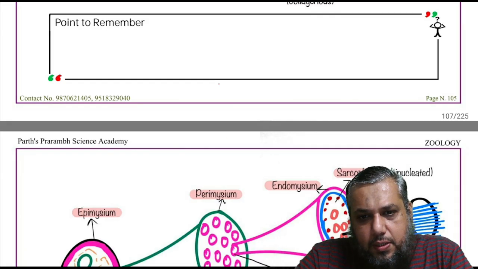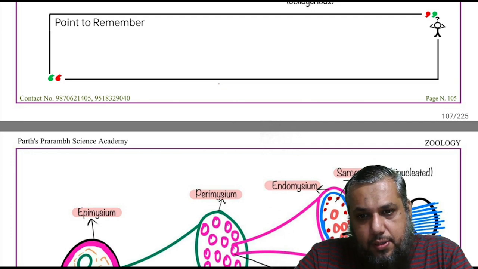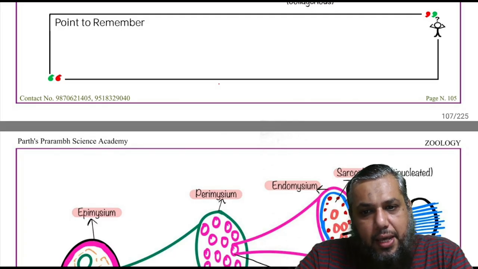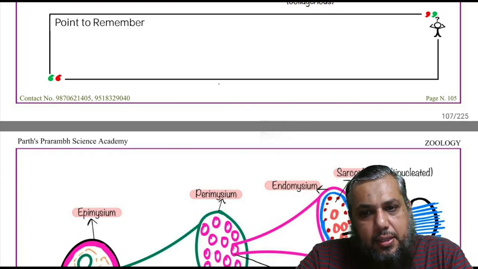The dark bands are called the A bands. The light bands are called the I bands. The dark bands show the presence of a light zone, which is called the H zone. The H zone shows the presence of an M line. The light band shows the presence of a dark line, which is called the Z line.